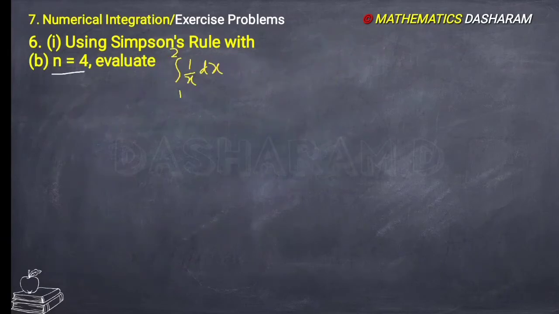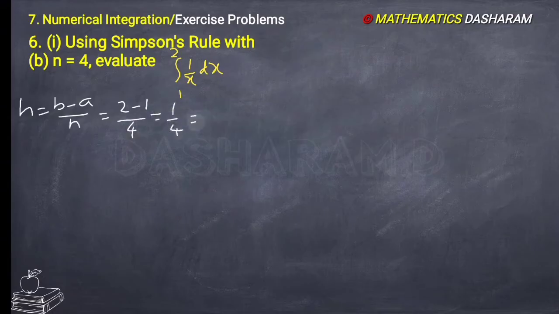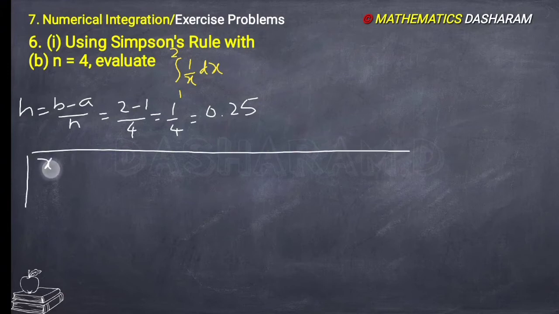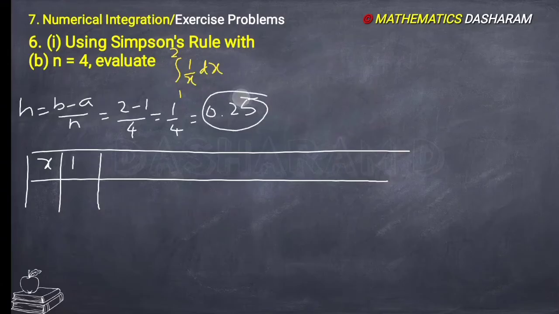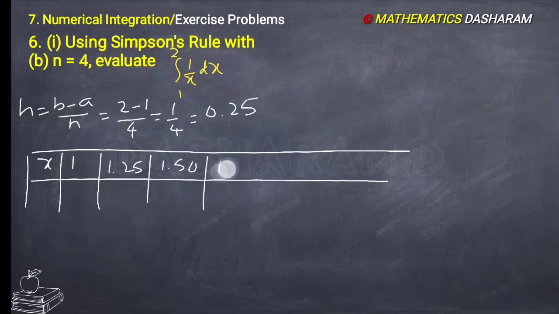Next, the B question, with n value 4: evaluate the integral from 1 to 2 of 1 by x dx. So h equals b minus a divided by n. The b value is 2, minus 1, divided by the n value 4. So it is 1 by 4, which is 0.25. Next, in the table, here is the x value. The first x value is the lower limit, then increase with h, that is 0.25: 1.25, 1.50, 1.75, 2.